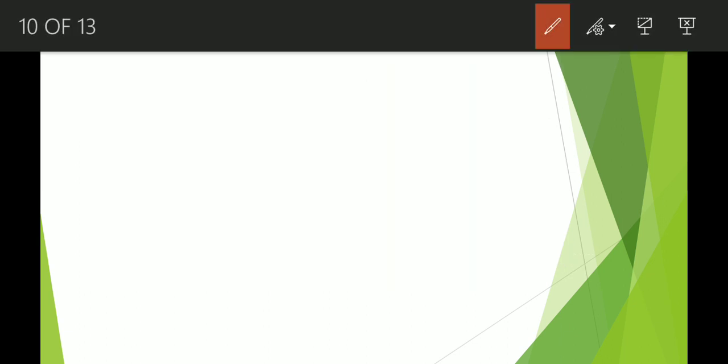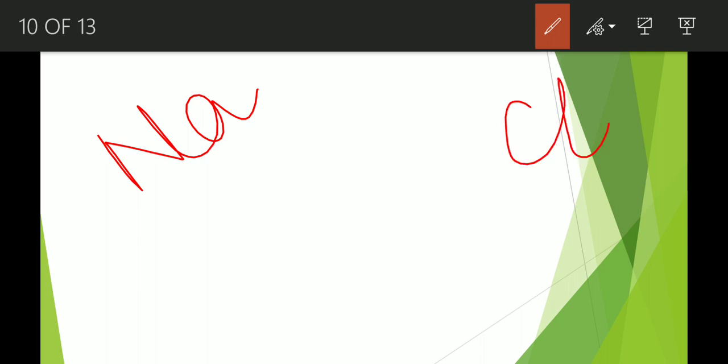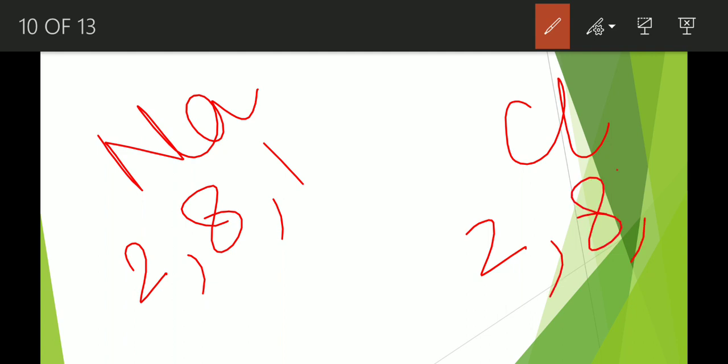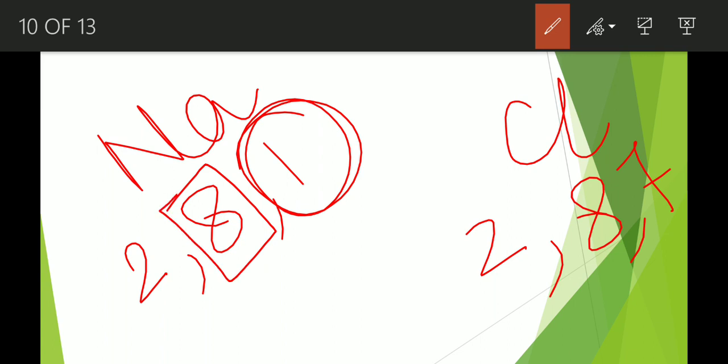See, let's take an example. Let's take an element from group 1, sodium. And let's take another element from group 17, chlorine. Electronic configuration of sodium is 2, 8, 1. Electronic configuration of chlorine is 2, 8, 7. Now, sodium has 1 electron in its valence shell. So as to achieve octet, octet means to have 8 electrons in its valence shell, it should donate 1 electron. If sodium donates this electron, then it will have 8 electrons in its valence shell. So, sodium will donate 1 electron to achieve octet.